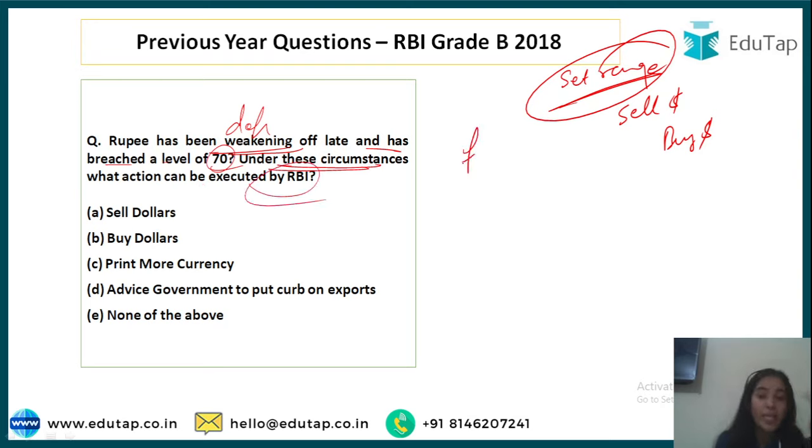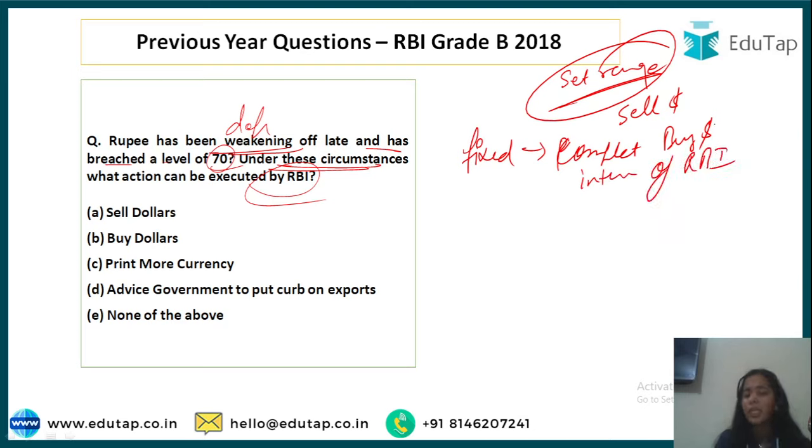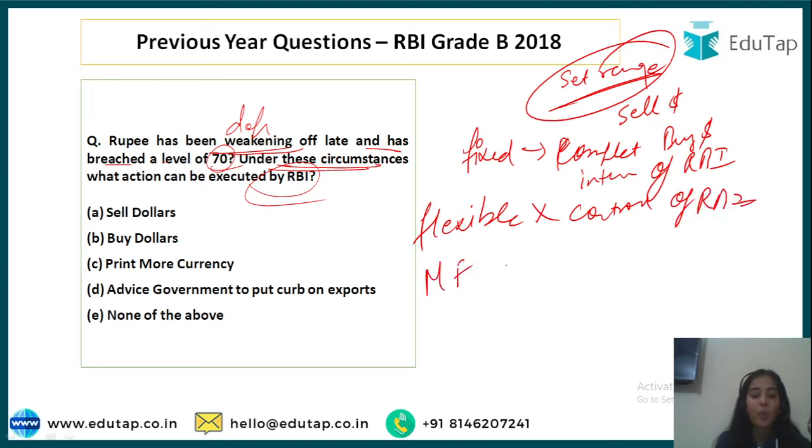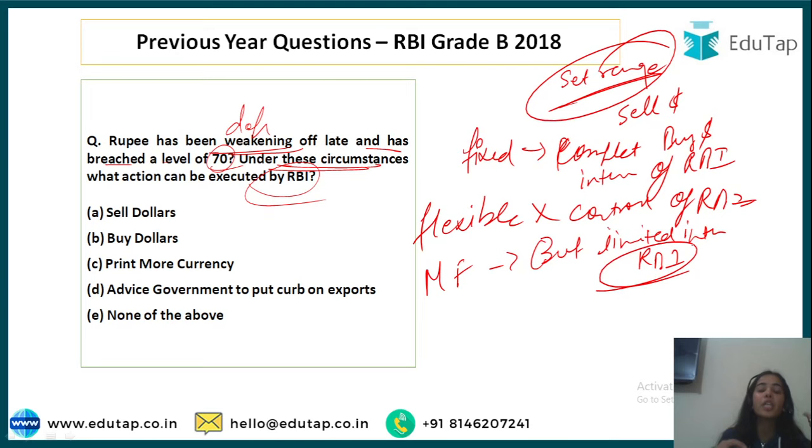See, there was one more point, that in the fixed there is proper or complete intervention of RBI or monetary authority, complete control of the RBI. In the flexible, no control of the RBI, no intervention of the RBI. RBI cannot intervene in the flexible one. In the managed floating, the RBI can intervene, but limited intervention is there, because RBI will intervene only when the set range is broken, and that is for very little time.